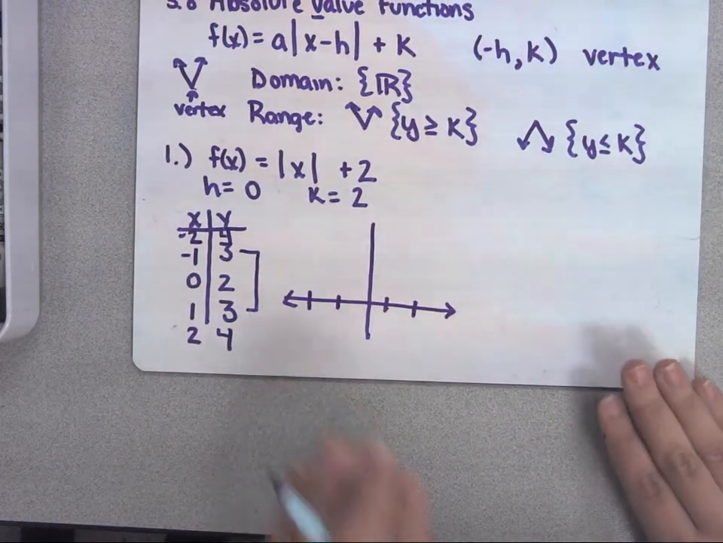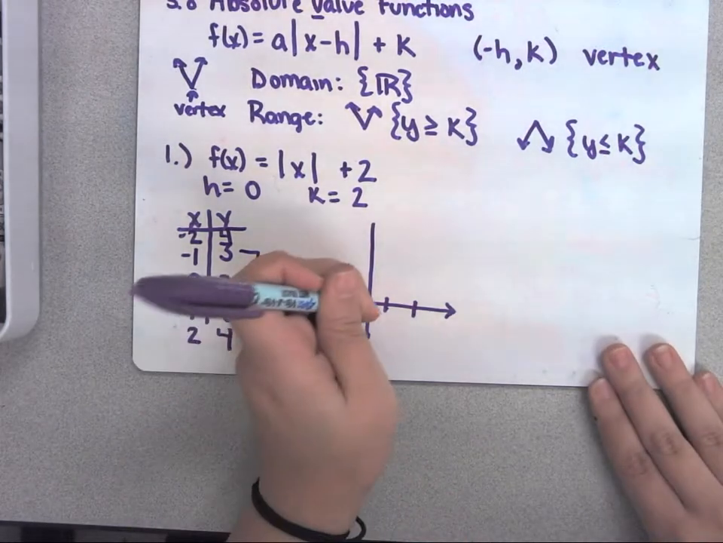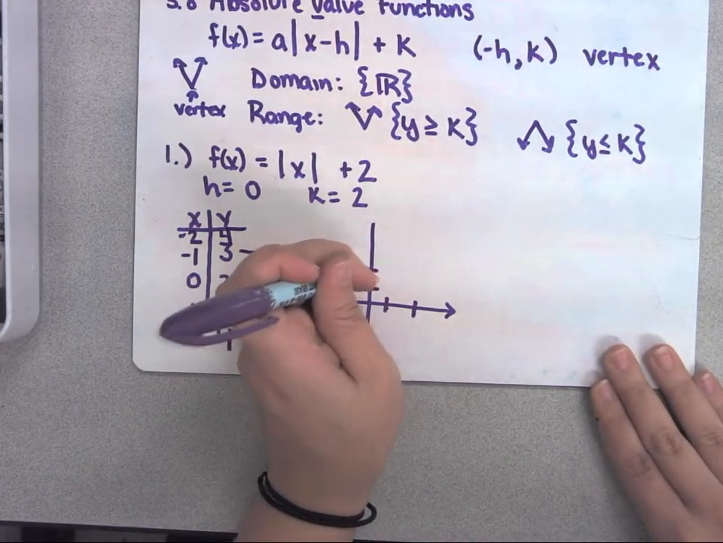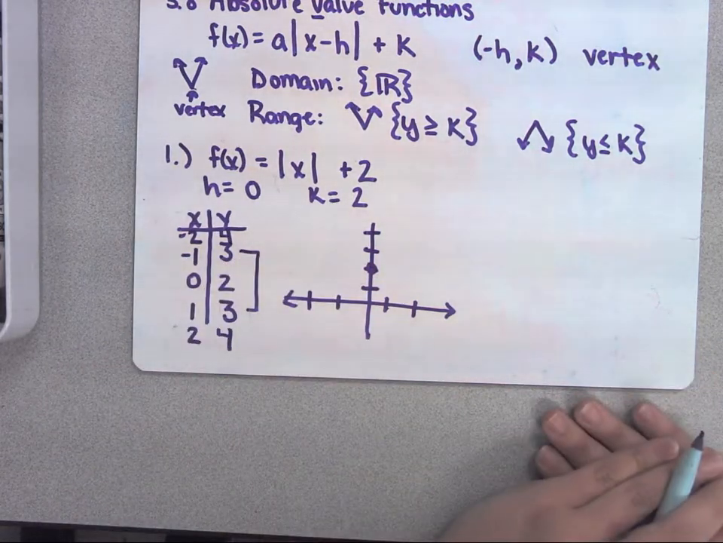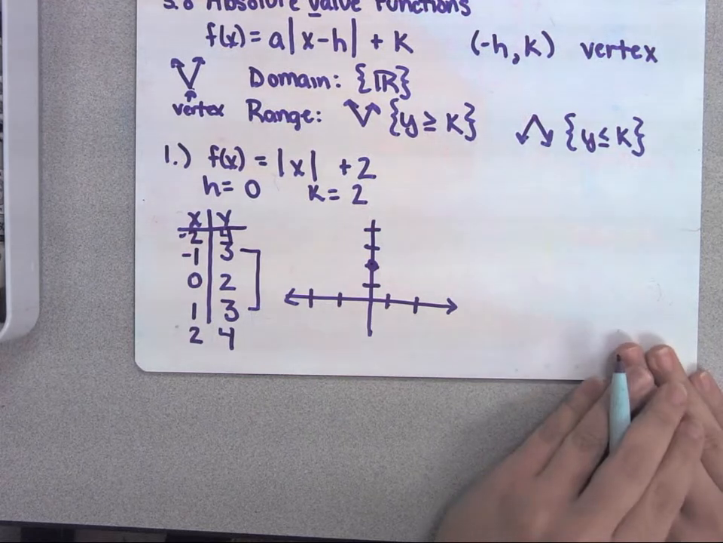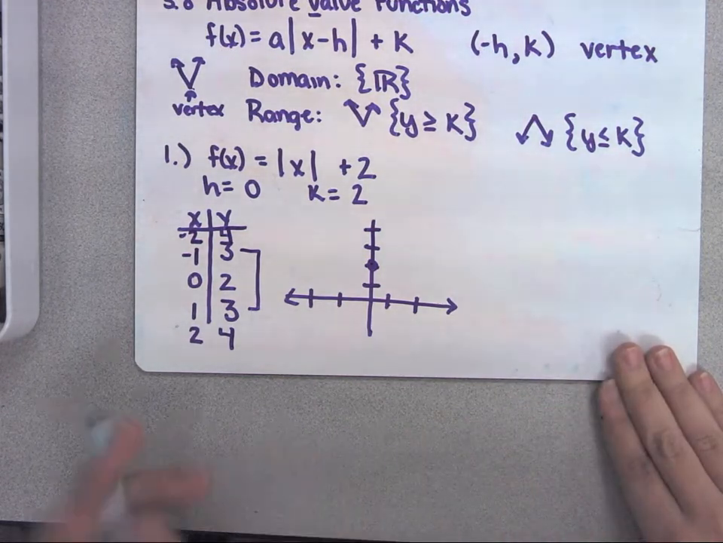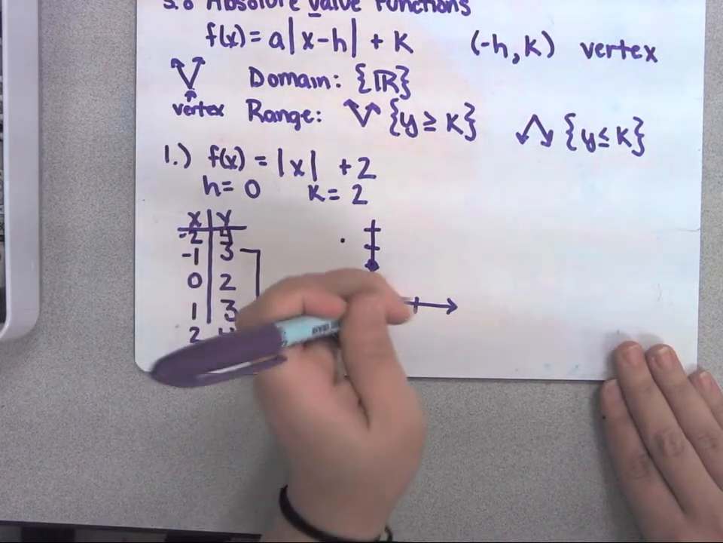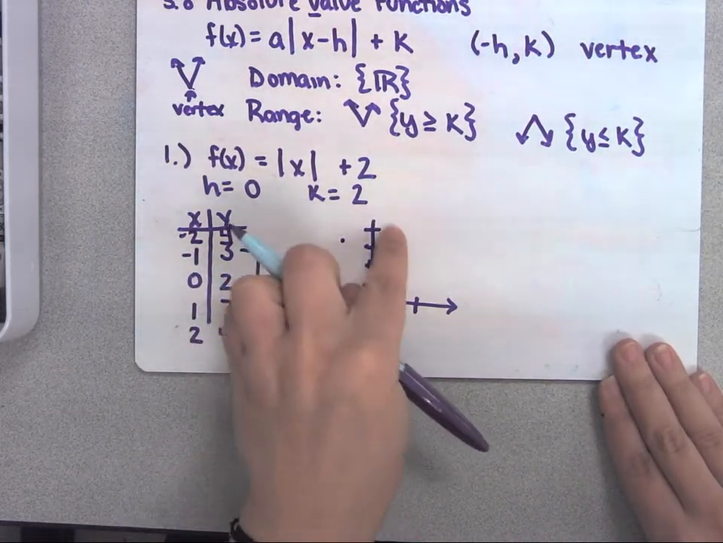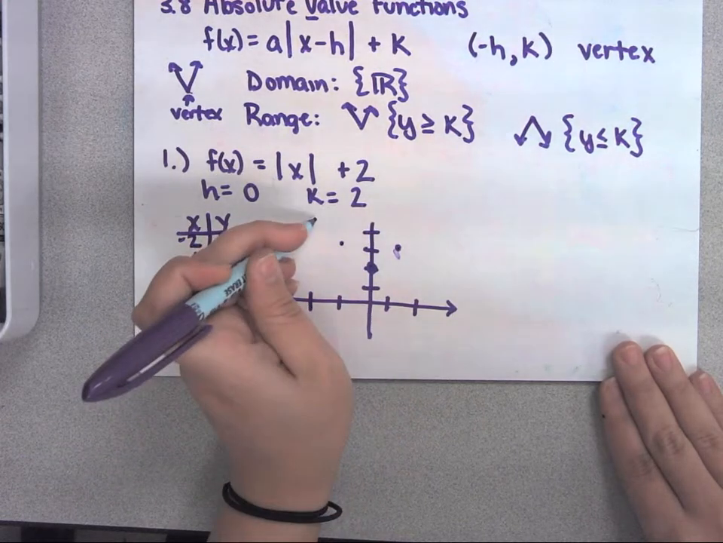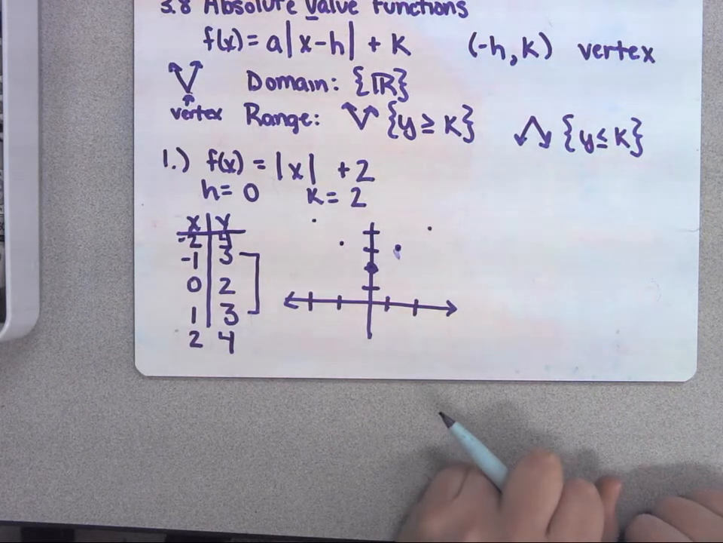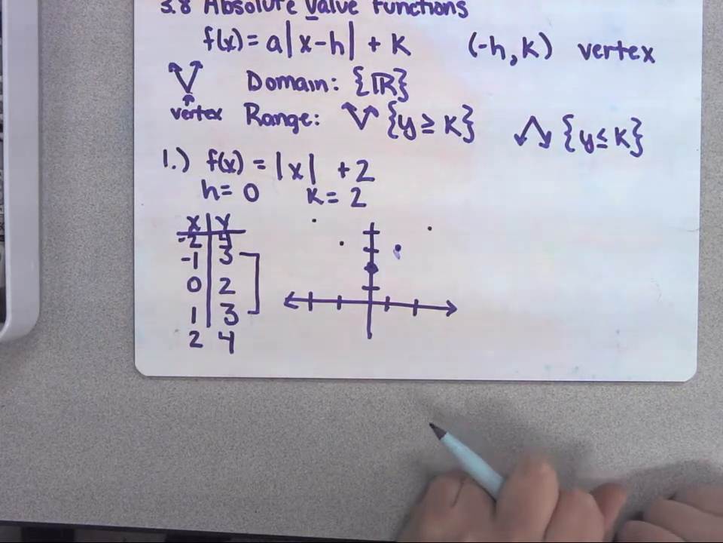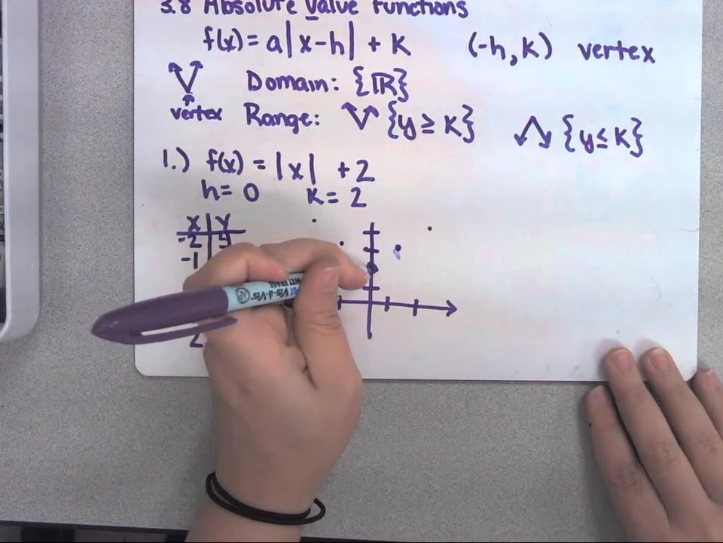Always plot your vertex first. 0, 2. So 0, 2, just a normal point. I always just make it big so I can see it and you can see it. Plot all your points. Just don't connect them. Just look at your points. -1, 3, 1, 3. If I'm feeling real feisty, even though I can't draw, I'm going to do 2 and -2. What do you notice? It makes a V.